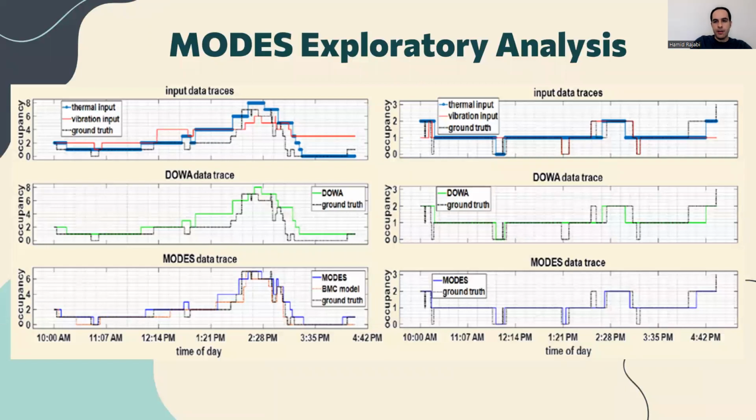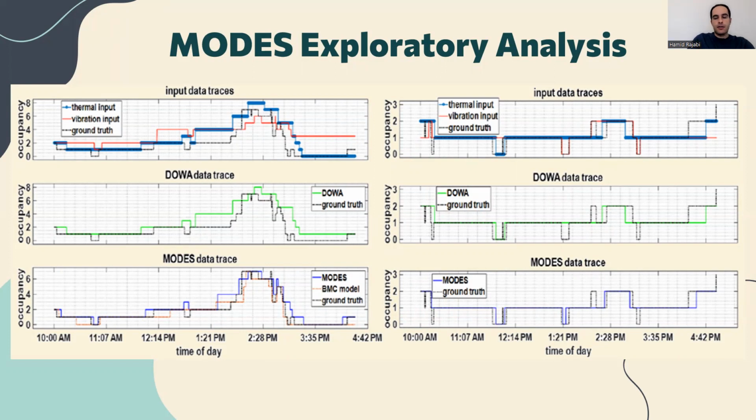Here we have 2 examples of time series occupancy in 2 days, for high occupancy on the left-hand side and the low occupancy on the right-hand side. The top figures on each side show the measured occupancy for both the thermal and vibration sensors and compare them with the ground truth value. The middle figures show the DOA corrected output, and finally the bottom figure shows the final MODES occupancy estimate.